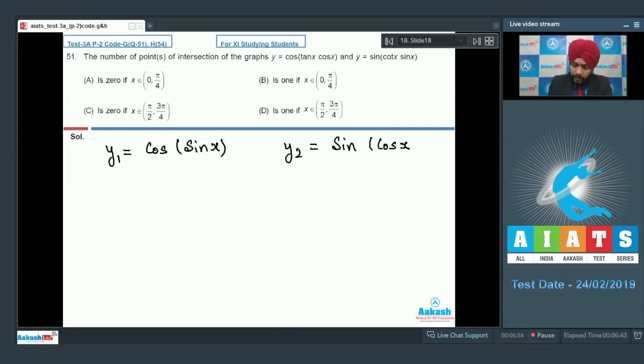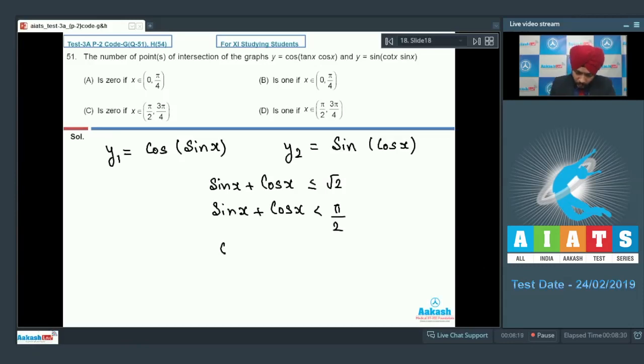is cos x. There is a very simple fundamental in order to prove that these two graphs never ever have a point of intersection. Let us focus on that fundamental. We know that sin x plus cos x is less than equal to root 2. In other words, I can say sin x plus cos x is less than pi by 2. Okay? So which means that cos x is less than pi by 2 minus sin x. Students, if we apply sine on both the sides, I will have sine of cos x less than sine of pi by 2 minus sin x.